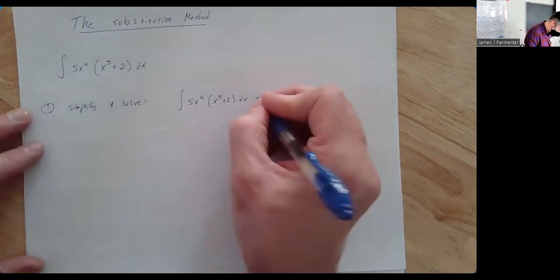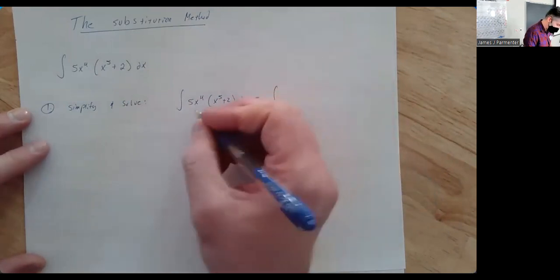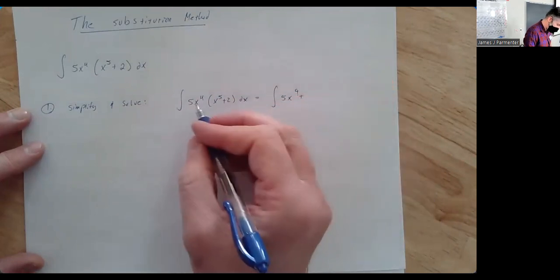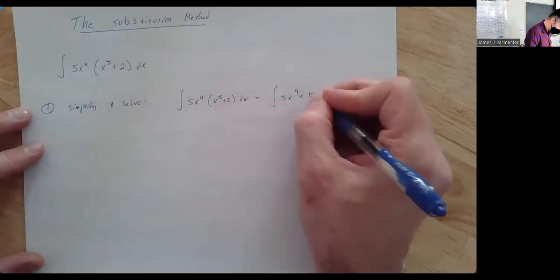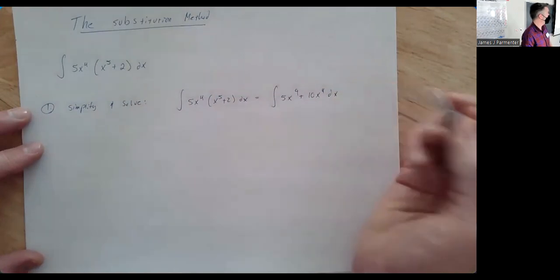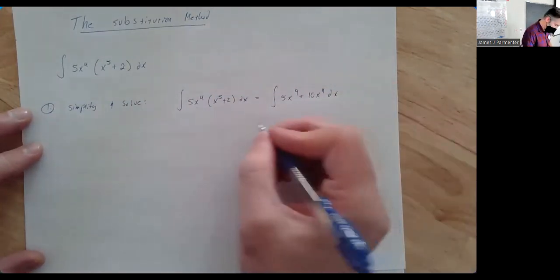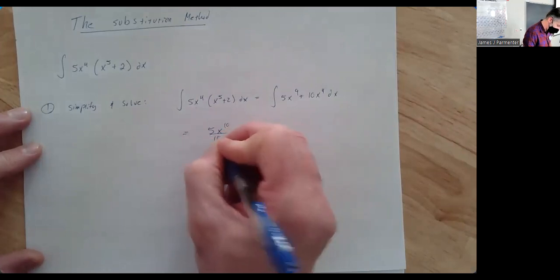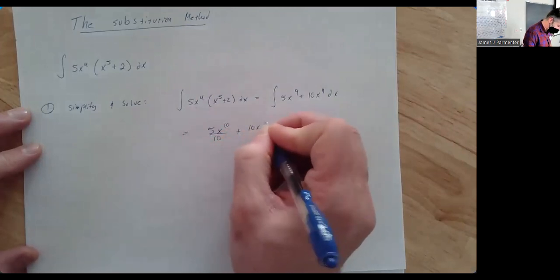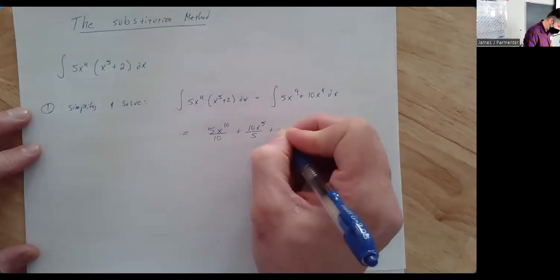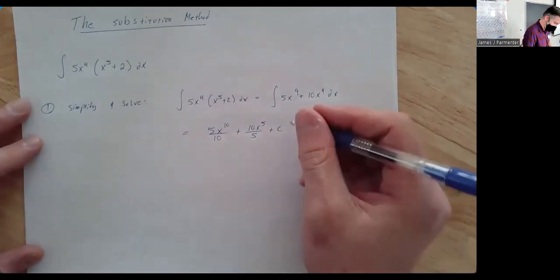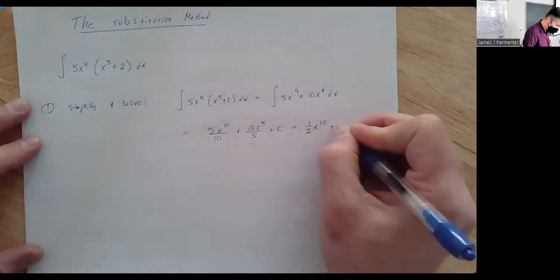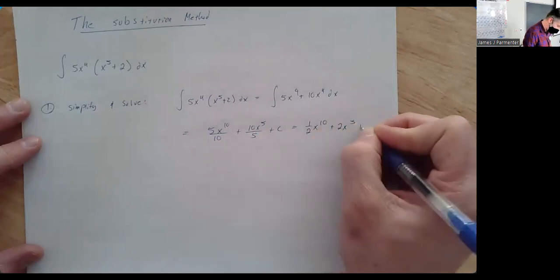But we can multiply out first. So we've got 5x to the 9th plus 10x to the 4th. And then we can anti-differentiate each of those and get 5x to the 10th over 10 plus 10x to the 5th over 5 plus a constant. And if you want to simplify that, which I do, I'm going to get 1/2 x to the 10th plus 2x to the 5th plus a constant.